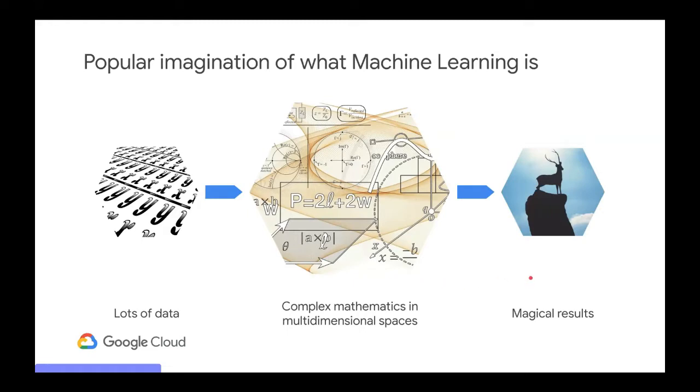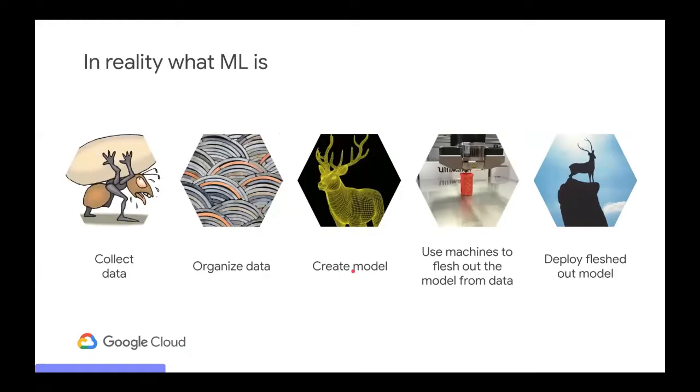So while this is a somewhat true idea of what machine learning is, a little bit more of an accurate model looks something like this, where data is involved and you're going to have to collect it. And then what I don't have in between, which is really important, is cleaning it and then organizing it once it's cleaned. And then you create this thing called a model. So we'll talk about that on the next few slides.